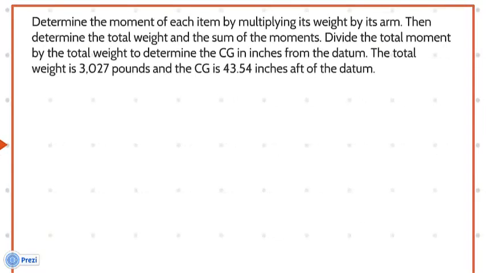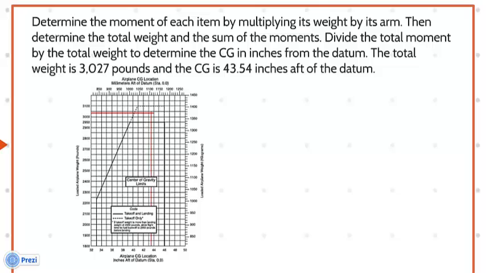Determine the moment of each item by multiplying its weight by its arm. Then determine the total weight and the sum of the moments. Divide the total moment by the total weight to determine the CG in inches from the datum. The total weight is 3,027 pounds and the CG is 43.54 inches aft of the datum.